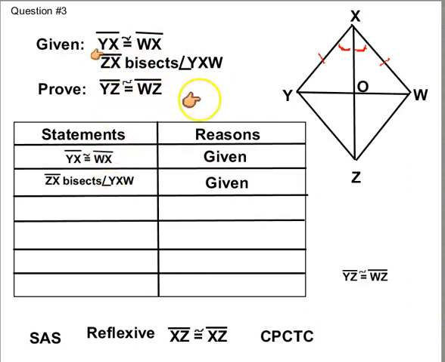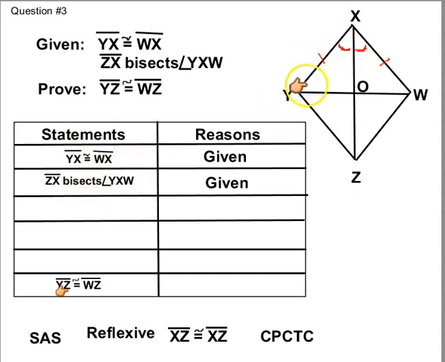Okay, we want to prove that YZ is congruent to WZ. So let me give you a hint. Our last statement is going to be just that. It is going to be what we are trying to prove. So just so you know, this is going to be here. So what are we going to come up with next?